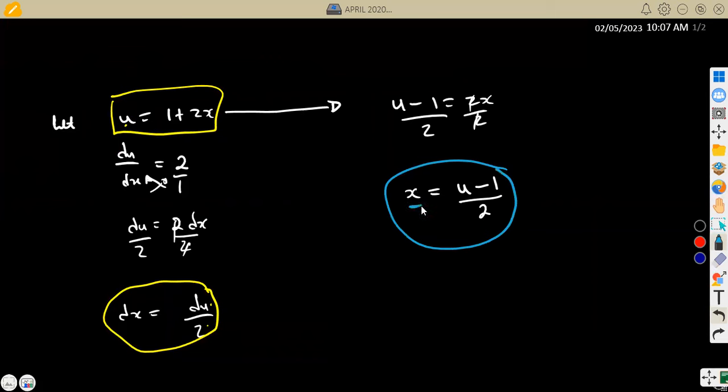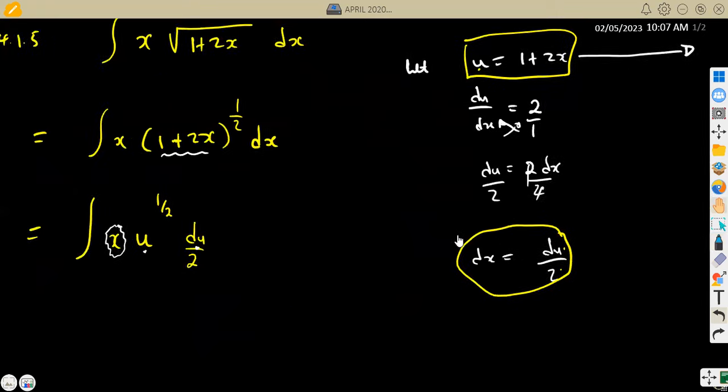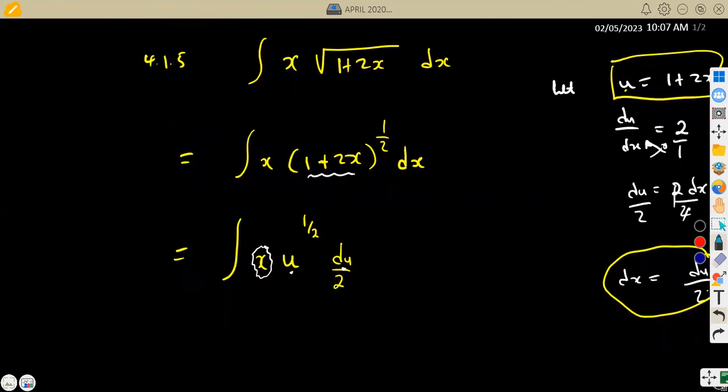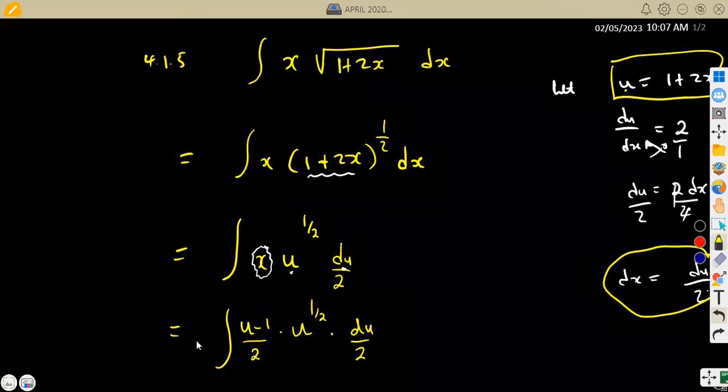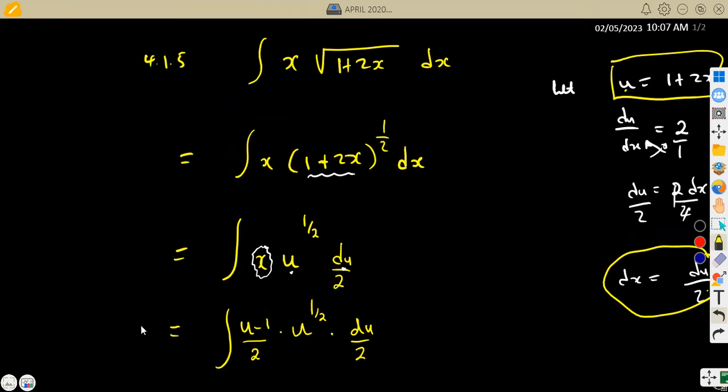Remember, what we need is to remove this x, but we do not have a way of removing the x. So we go back to where we made the substitution, so that we now make x the subject of the formula. In place of x, we are going to substitute u minus 1 over 2. So this is going to be the integral of u minus 1 over 2. That's it, guys. As you can see, our answer is now just in terms of u. This is u to the exponent of half, and this is du over 2. This is exactly what we need, because it is supposed to be an integral in terms of u, as it is written du.